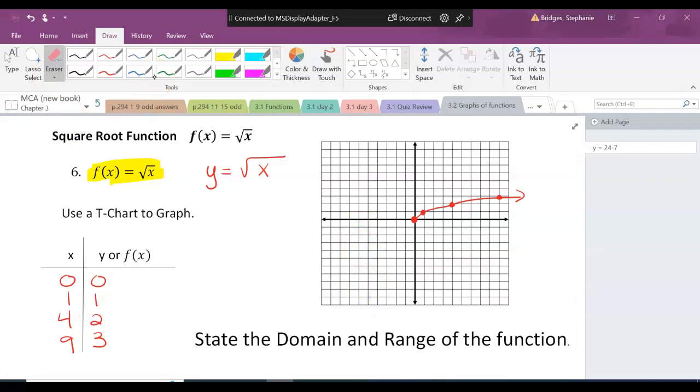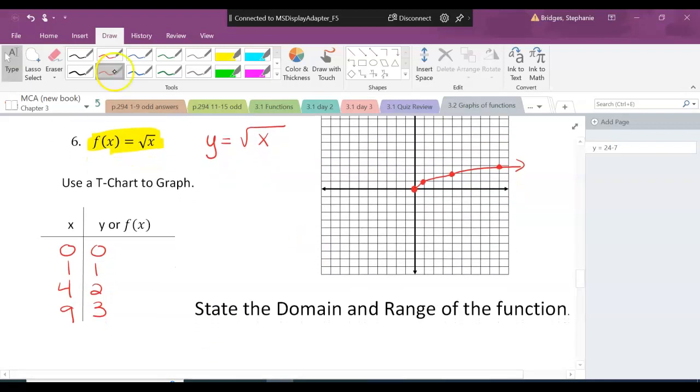Okay, think about your domain left to right. I cannot have any negative numbers because it's a square root. So what's the first number I reach in my domain? 0, and then I go forever that direction, which is going to take me to infinity. So this time my domain is slightly different. It's going to start at 0 and it could equal 0. And then it's going to go all the way to infinity.